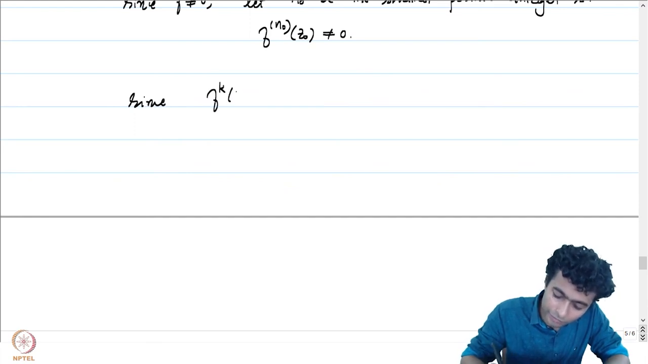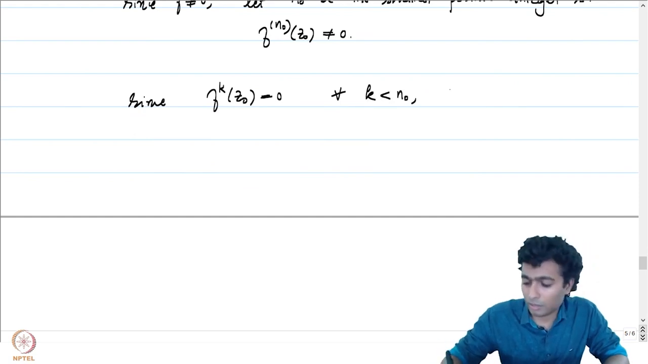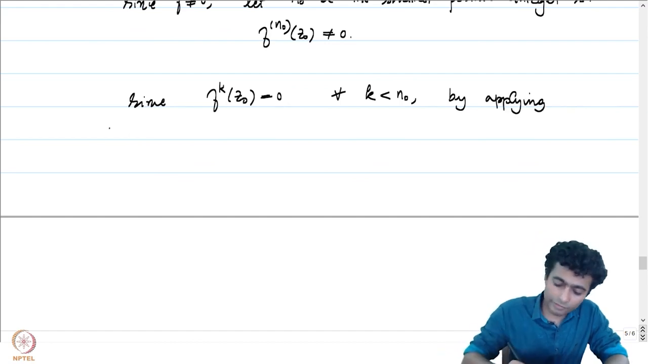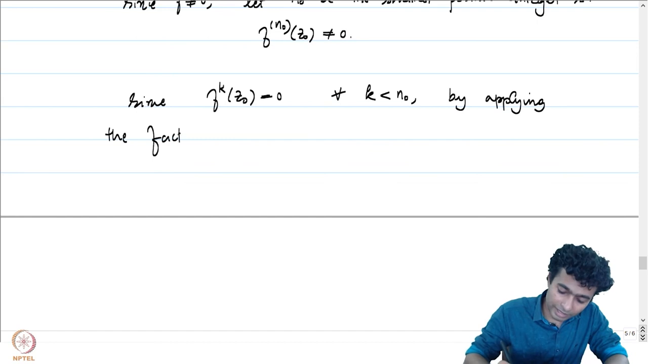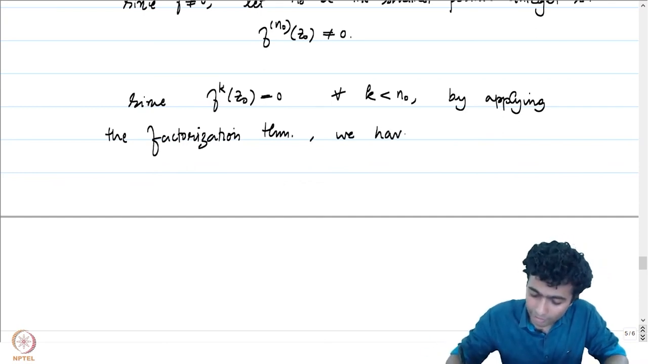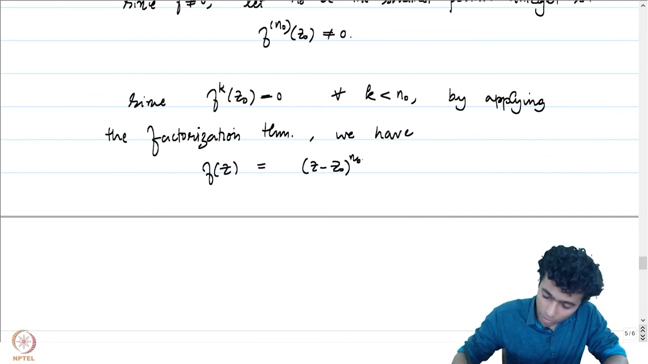Since f^(k)(z0) is equal to 0 for all k less than n0, by applying the factorization theorem of analytic functions, notice that f is holomorphic, in particular it is complex analytic. We have f(z) is equal to (z minus z0) to the power n0 times some function g(z).